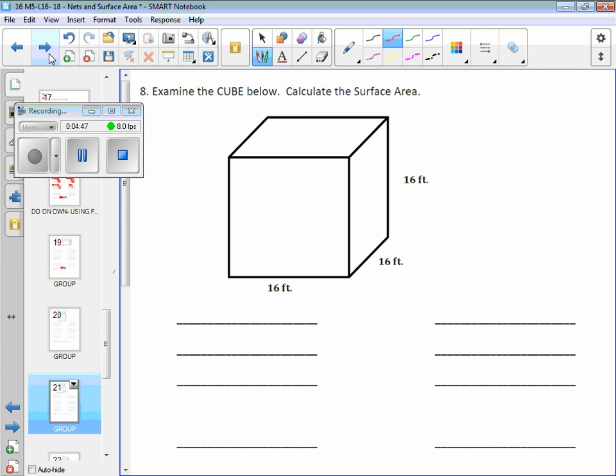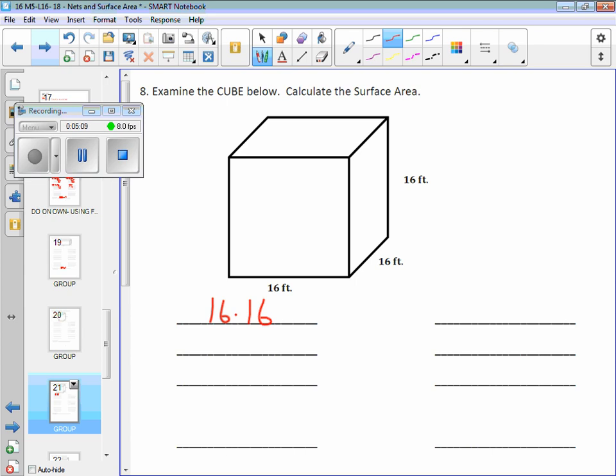First of all, what kind of shape is this? It's a cube or a square. It's a square prism, right? So all 6 faces are 16 by 16. So, like Amanda said, if I do 16 times 16 once, then what do I have to do with that product to get the final answer?